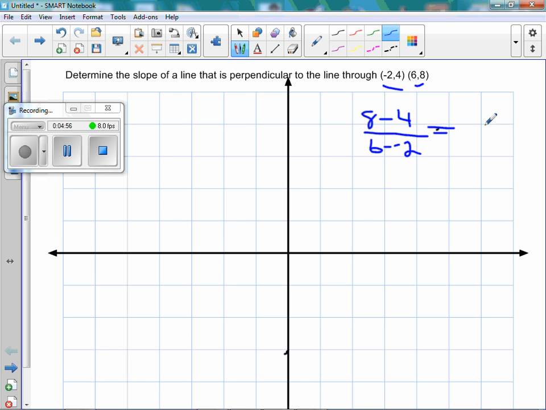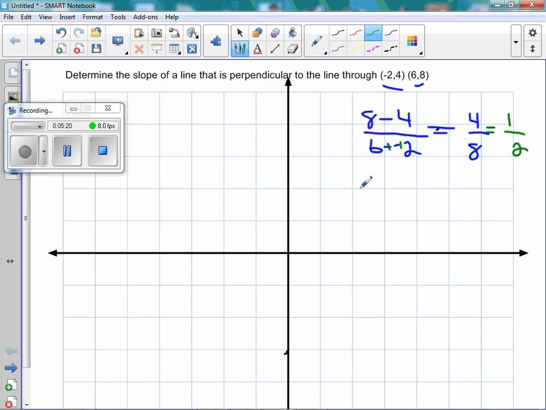Equals. Now we're going to subtract. We end up with 4 over 8 as positive because those two negatives make a positive. It's 4 over 8. So can we reduce that? Yes, you can divide 4 into 4 one time, and 4 going into 8 two times. So it looks like the slope is 1/2.